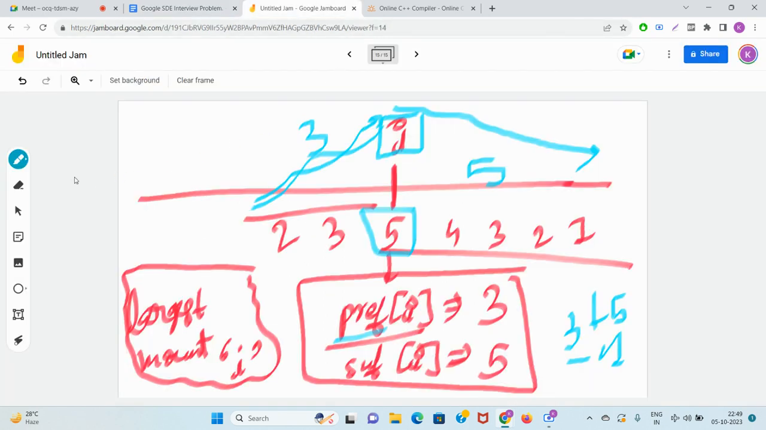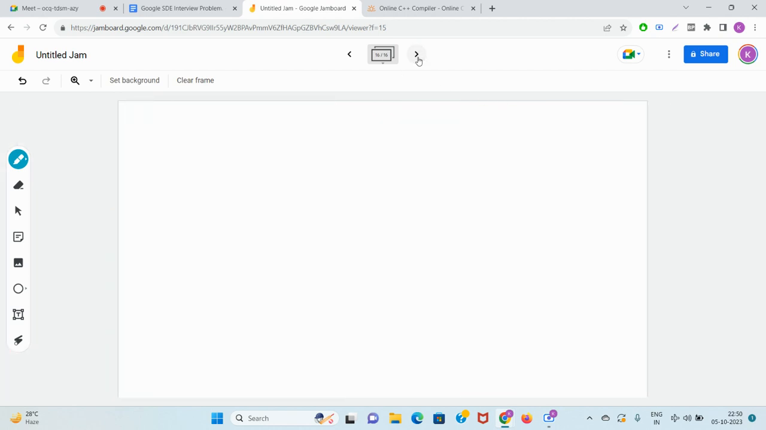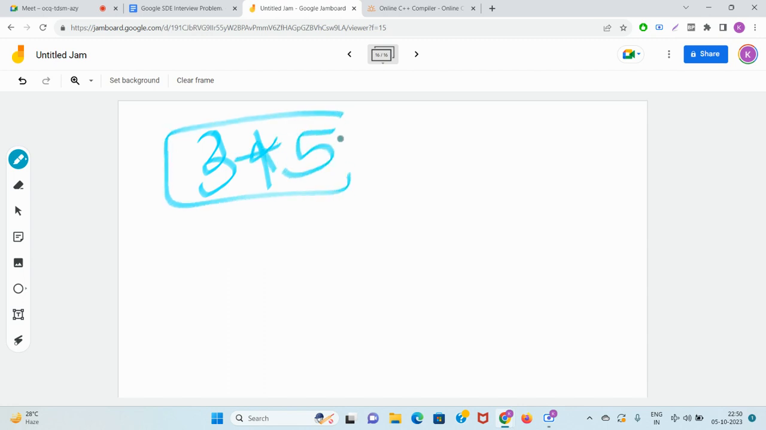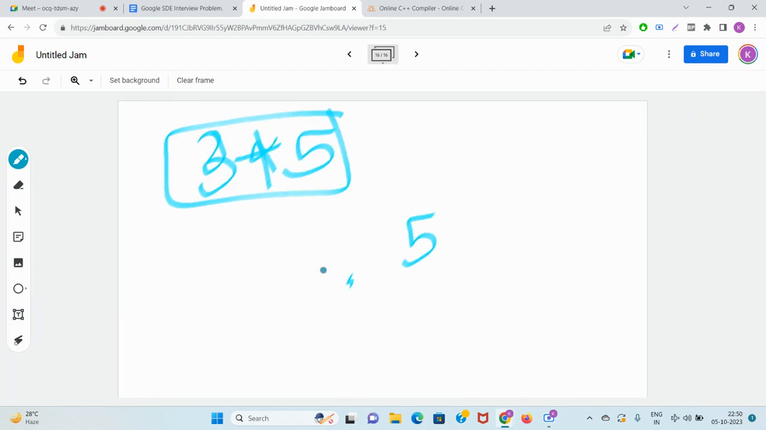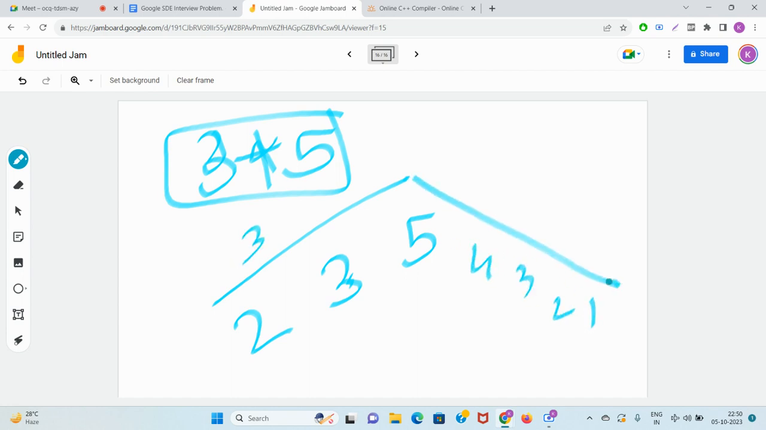So guys, common sense answer is nothing but what? लेफ्ट से 3 है, राइट से 5 है, तो कितनी पॉसिबिलिटी होगी? 3 into 5. मैं आपको ये प्रूव करके दिखाता हूँ, ठीक है? 5 3 2. यहाँ से 3 साइज की पॉसिबिलिटी है, 4 3 2 1. यहाँ से 4 साइज की पॉसिबिलिटी है. यस और नो गाइस? राइट? करेक्ट. गुड.